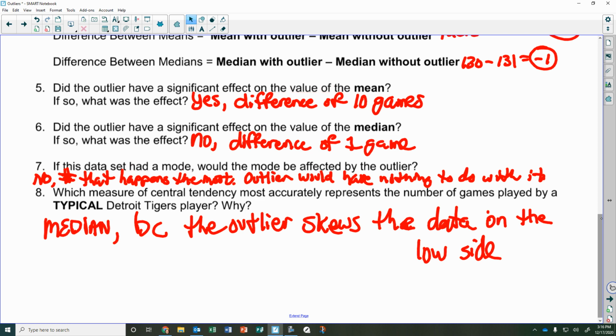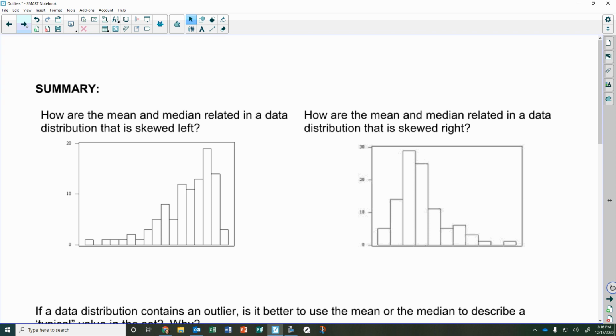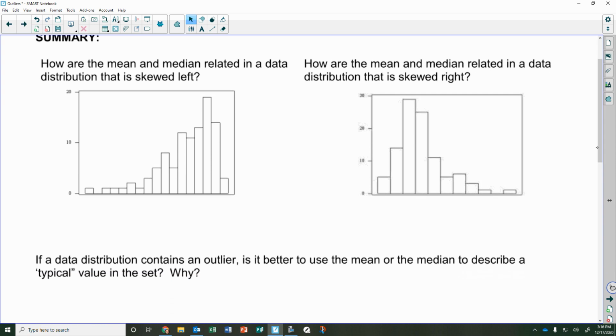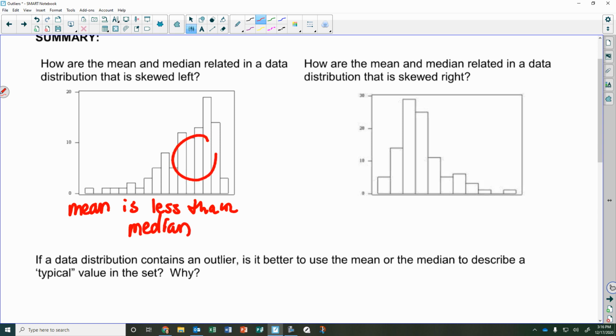All right, let's go to our summary. So the summary here, it says, how are the mean and median related in a data distribution that is skewed left? So remember here, it's skewed left, which means all the data here is to the right, and you see kind of the outlying information here. So the mean is less than the median, because the median is going to kind of occur in this area where the mean is going to kind of occur over here. So again, that's why we say skewed left. It's going to pull all this data this way a little bit.